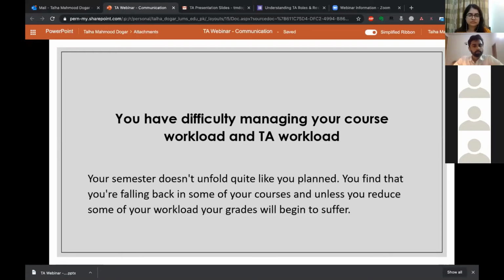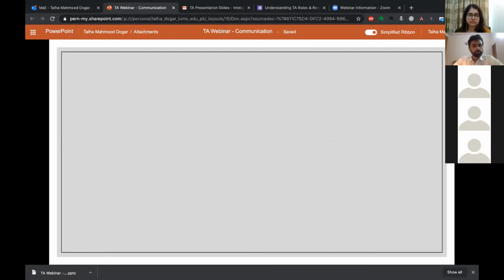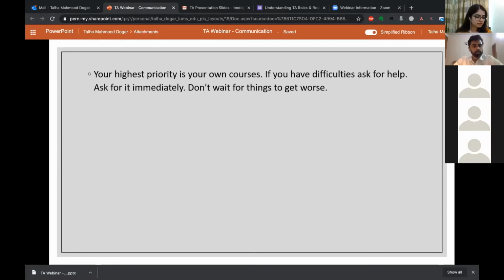But regarding workload, when you decide to do a TA ship, I think a better idea is to see what your courses are and how they fit in with your schedule. Even this time, on the day of the TA ship I'm doing, I don't have many other courses. So that is one of the things you can look at to see whether you can balance the workload or not.